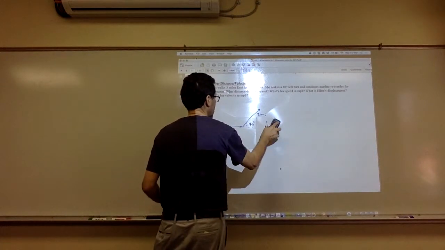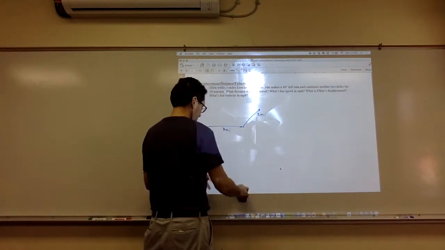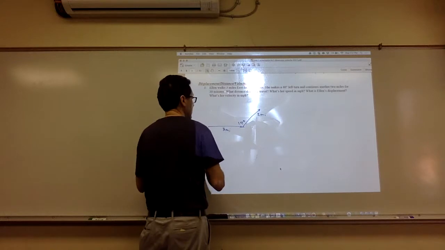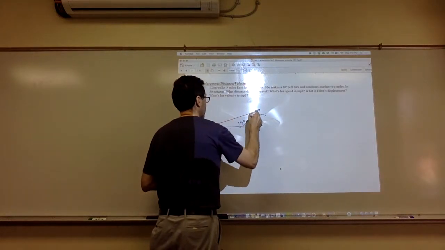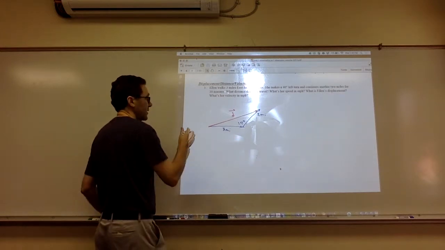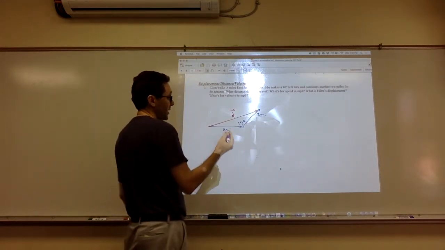So to find the displacement, I'm going to get rid of that. If this angle here is 40, this angle here is 140. Now her displacement is this line that I'm going to draw in red. So that's her displacement vector, right?